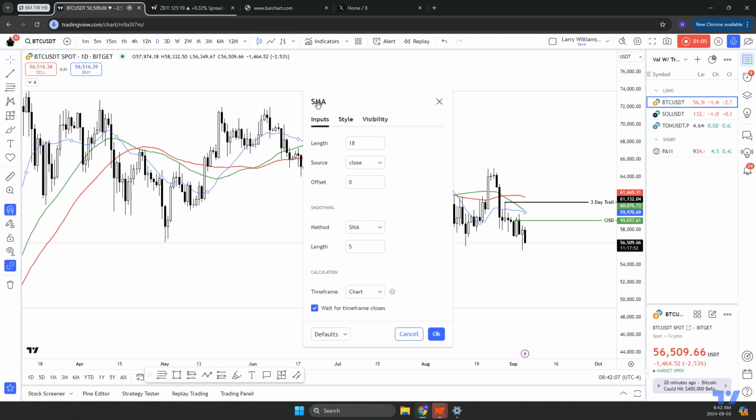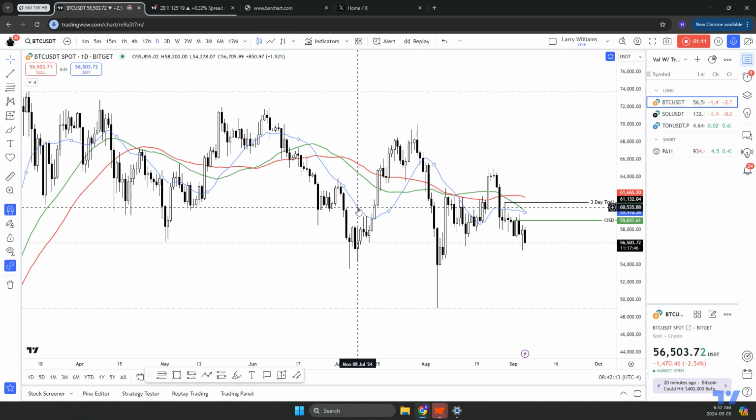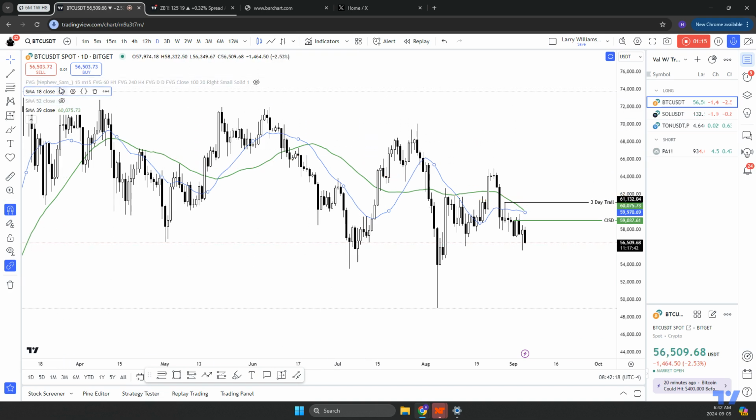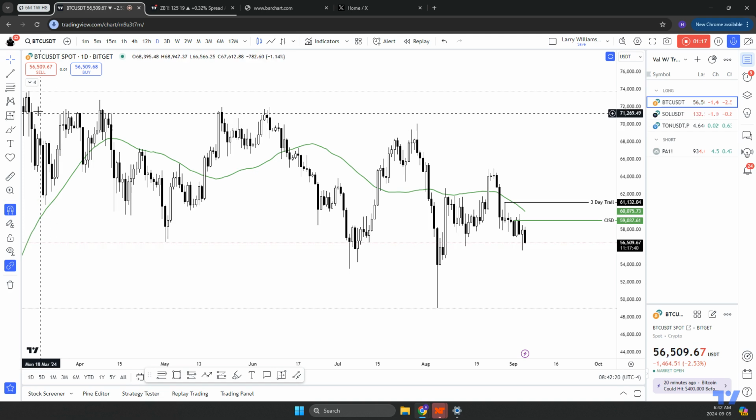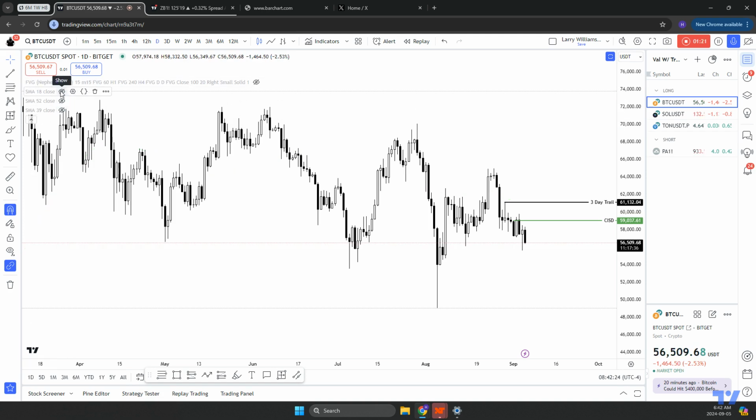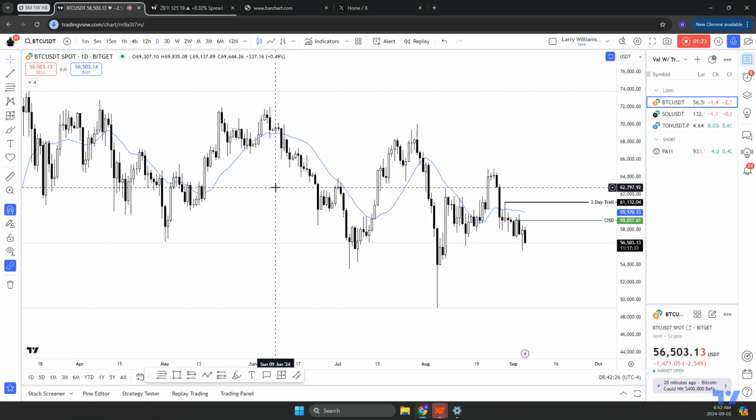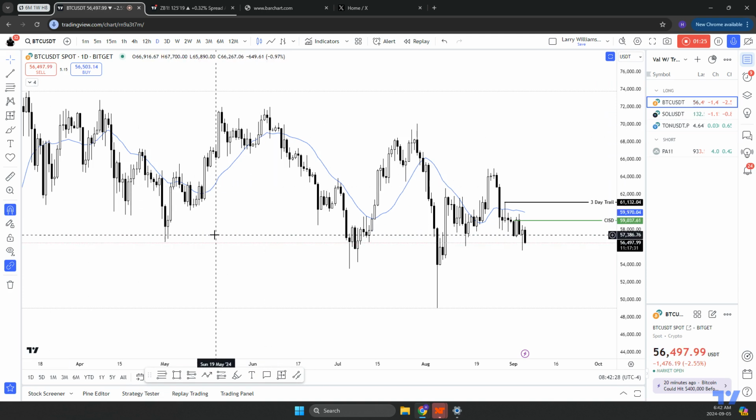This blue line is just a simple moving average. It's an 18 period based off the close. So that's all we're going to focus on here. In fact, I'll just hide these other two so that we can be really focused. Okay, so rule number one.